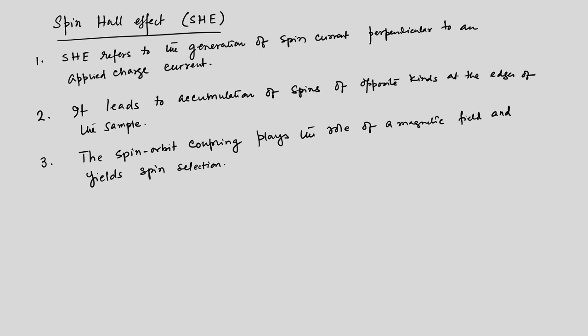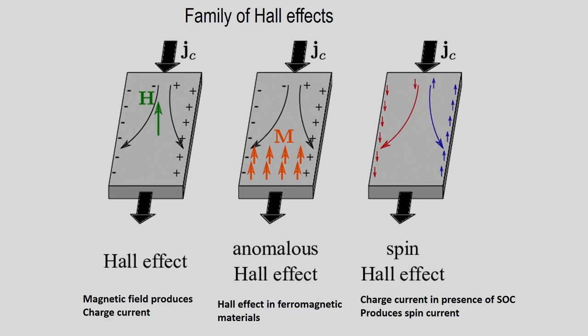And in some doped semiconductors, spin orbit coupling is quite strong, and they can be used to give a spin polarized current or a spin Hall voltage, etc. We'll come to that in just a while. And so let us look at some pictures of the Hall effect or the spin Hall effect.